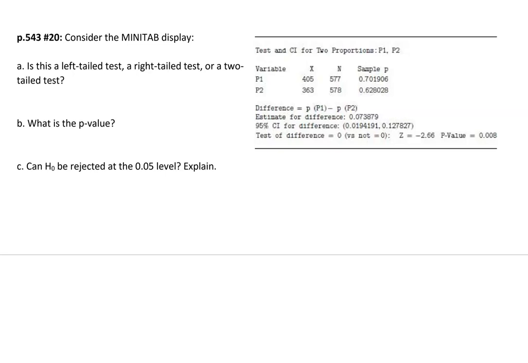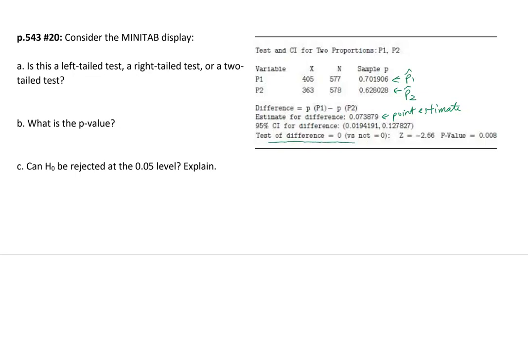And then here are the sample proportions. So this would be p1 hat and p2 hat using our notation. And then we're looking at the difference, p1 minus p2. And then there's the point estimate right there, the second number down, and then we've got the confidence interval. We don't need that for this problem. And then a test of difference versus not equal to 0.